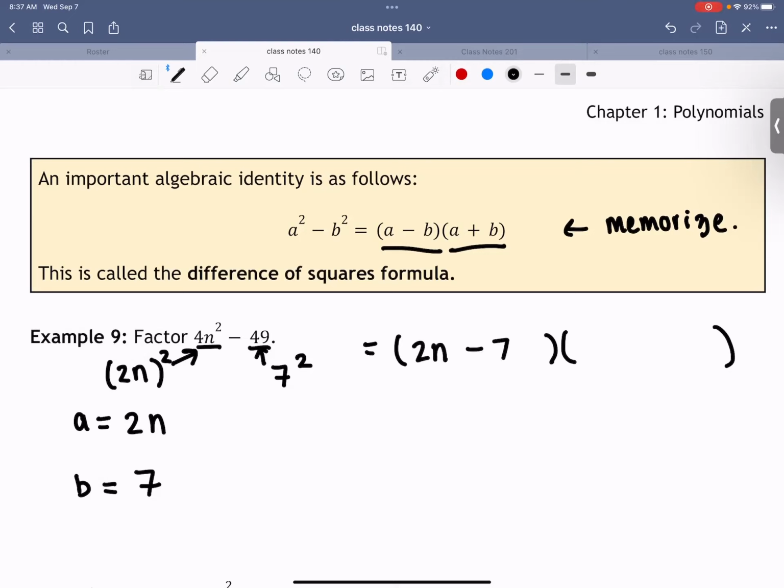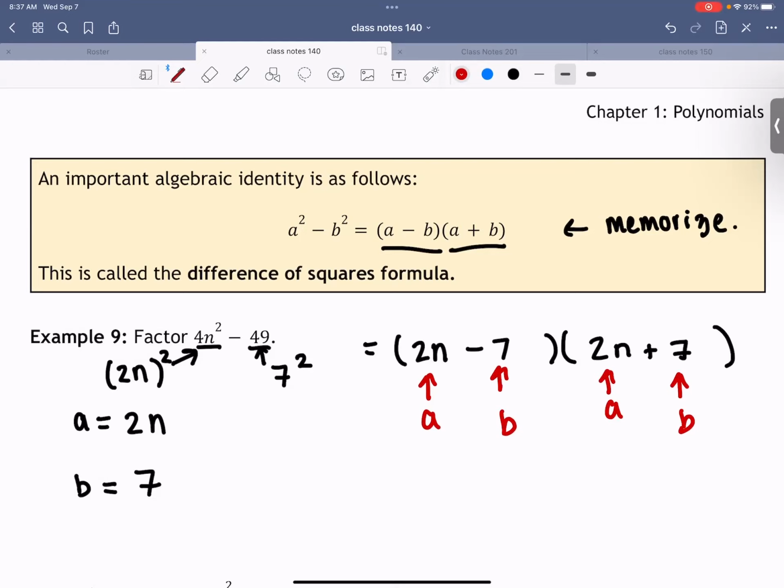Perfect. 2n minus 7, 2n plus 7. Right? So essentially, I've taken a and stuck it in my formula. I've also taken b and stuck it in my formula. I'm left with this. Okay. Any questions on this example?